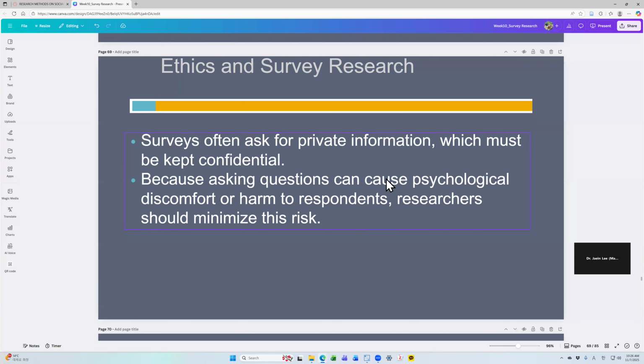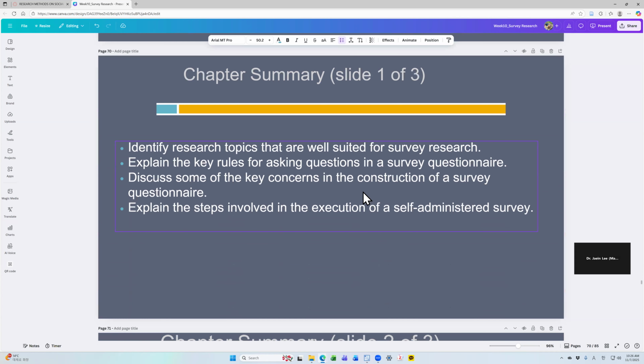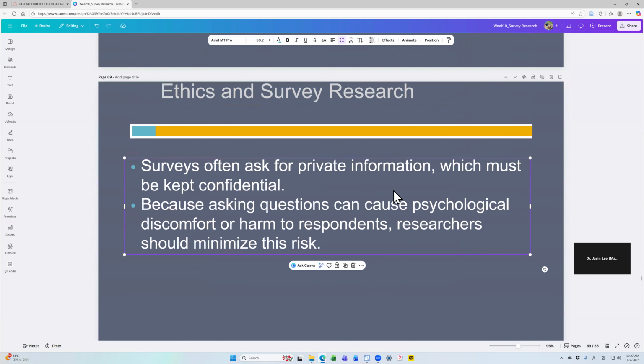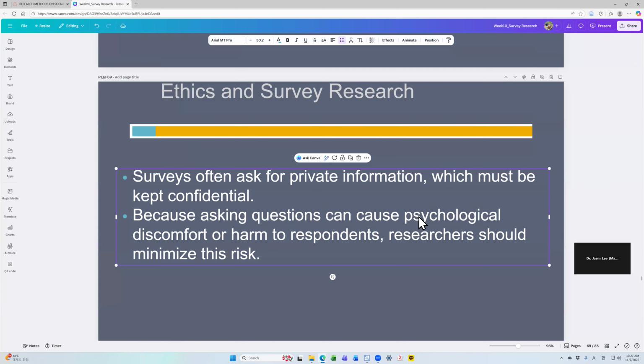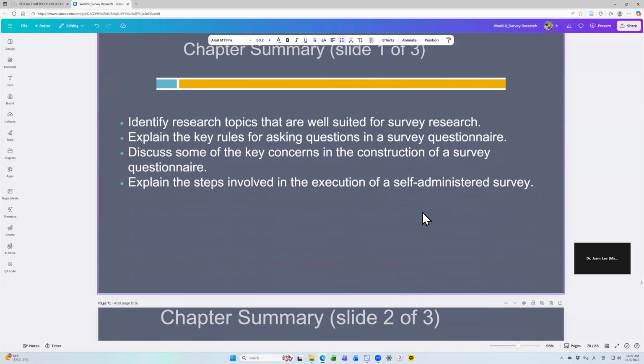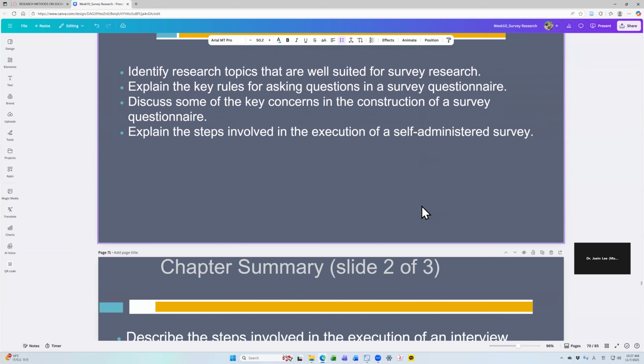So research ethics. That's the same as the other research ethics. Often you ask a private question, but the participant should be protected. So if you just remind yourself about the ethical considerations, that will be very well aligned with the ethical considerations of survey research. All right. Chapter summary. So maybe you can read over them later.